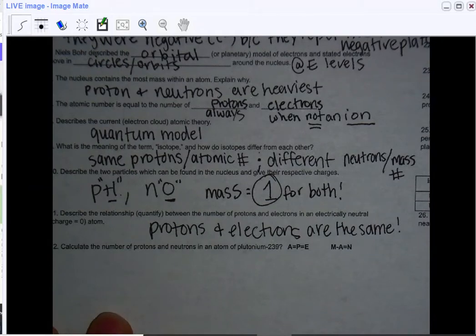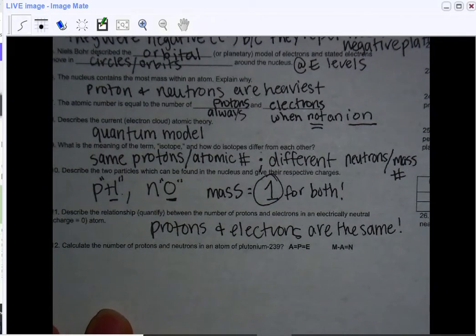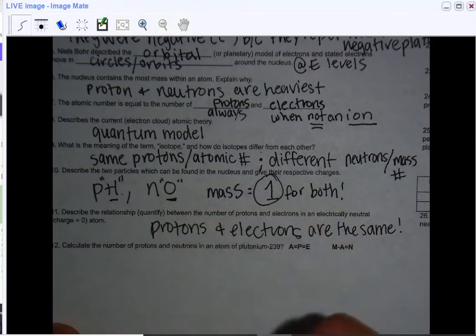Number 12, calculate the number of protons and neutrons in an atom of plutonium. So you got to have your periodic table. Make sure tomorrow you have a periodic table ready to go, okay? So plutonium, they may know where that one is. Down at the very, very bottom.